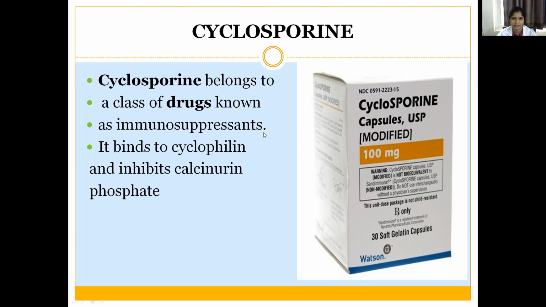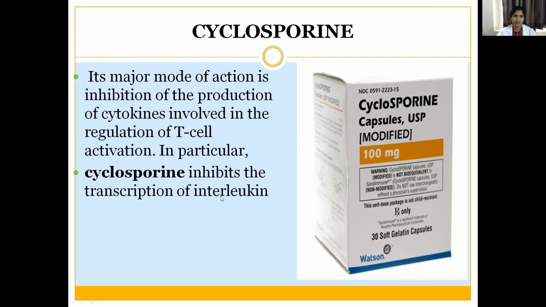This drug belongs to the immunosuppressant group. It binds to cyclophilin and inhibits calcineurin phosphatase. Its major mode of action is the inhibition of production of cytokines, which are involved in the regulation of T cell activation. Cyclosporin also inhibits the transcription of interleukin. So this is the mechanism.